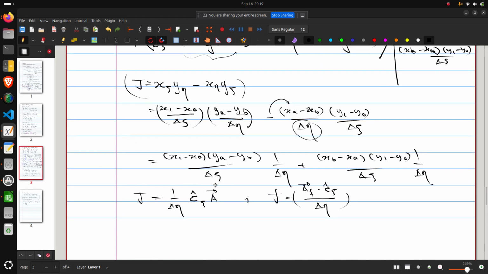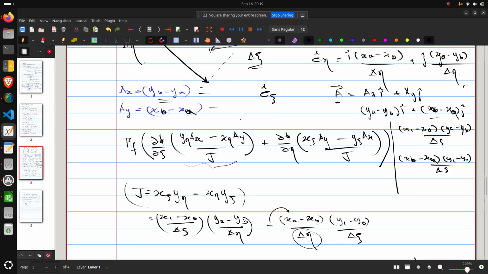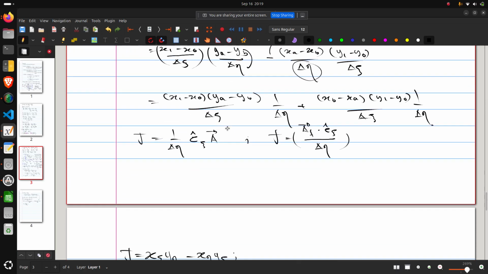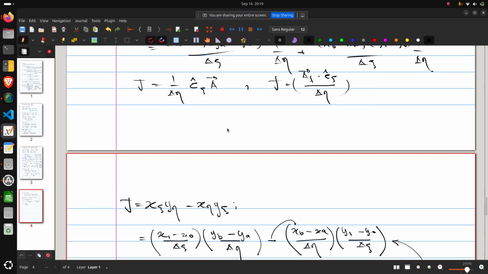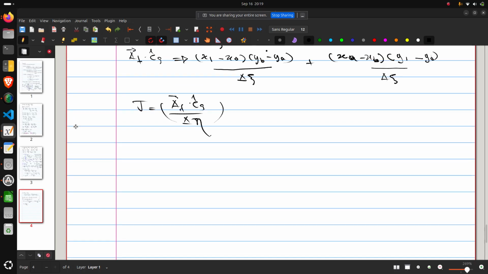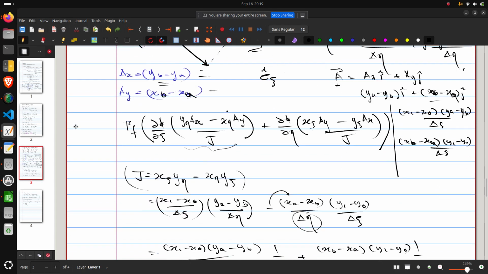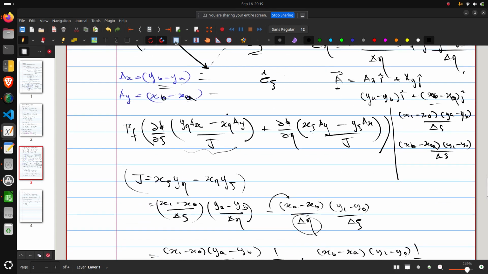Now that we have the Jacobian written in terms of the known quantities, what we are left with is that at the top part we have y eta and x eta times delta x. We can do another manipulation here. Let me just take this thing down so that it's easier to understand.